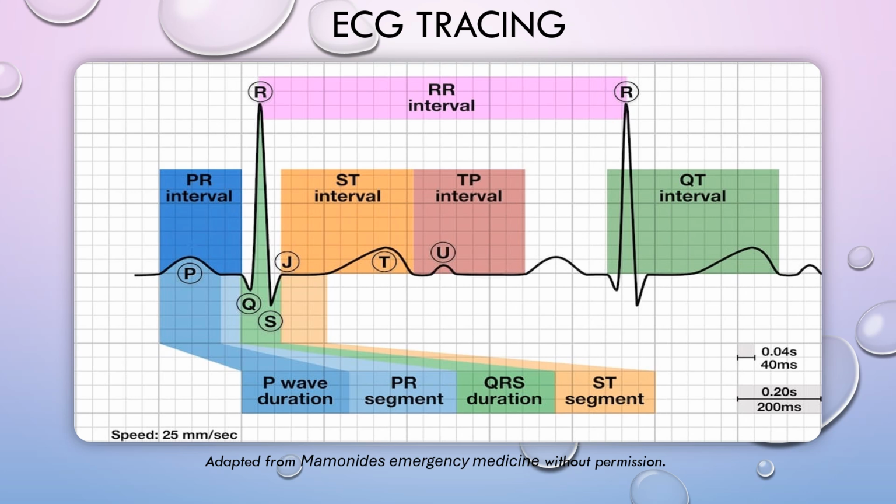So apart from these complexes that we talked about, we'll also look at the PR interval, the ST interval, the TP interval, QT interval, and we'll look at the durations, the PR segments, QRS duration, ST segment, etc. Today, our main interest is going to be in the RR interval to find out the heart rate.